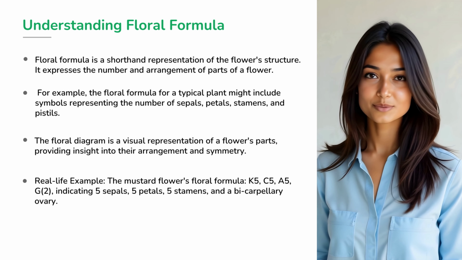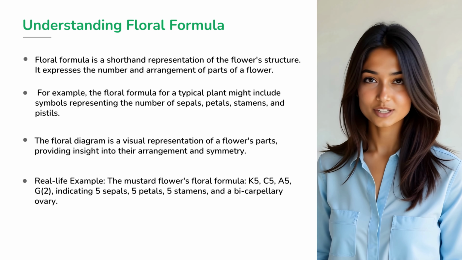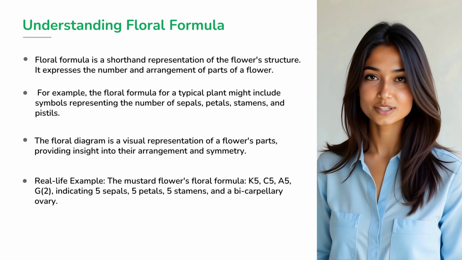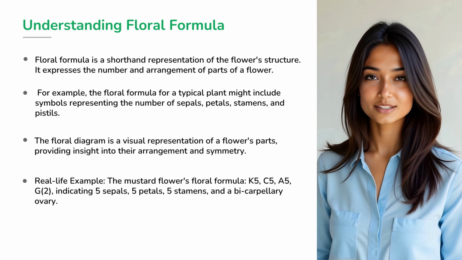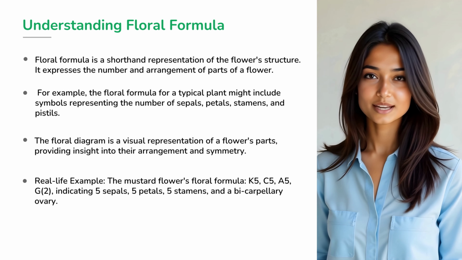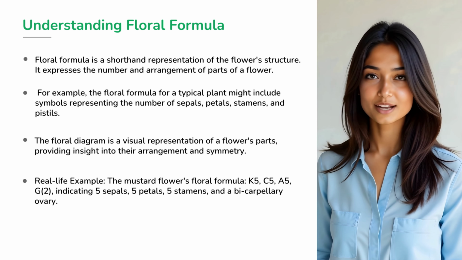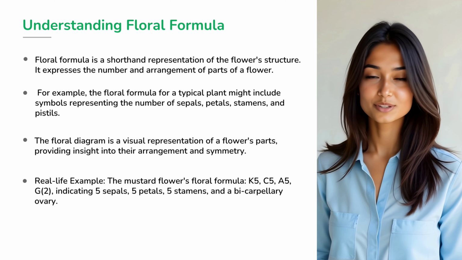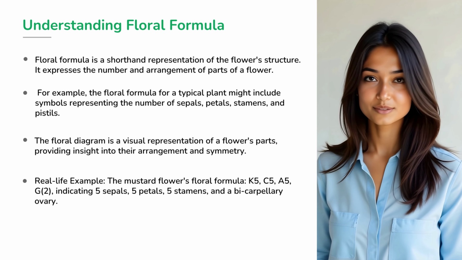Now, here's something really cool: the floral formula. It's like a secret code that describes the structure of a flower. This code tells us how many sepals, petals, stamens, and pistils are present, as well as their arrangement. For example, in the mustard flower, the floral formula is K5C5A5G2. This tells us that the flower has 5 sepals, 5 petals, 5 stamens, and a bicarpellary ovary.